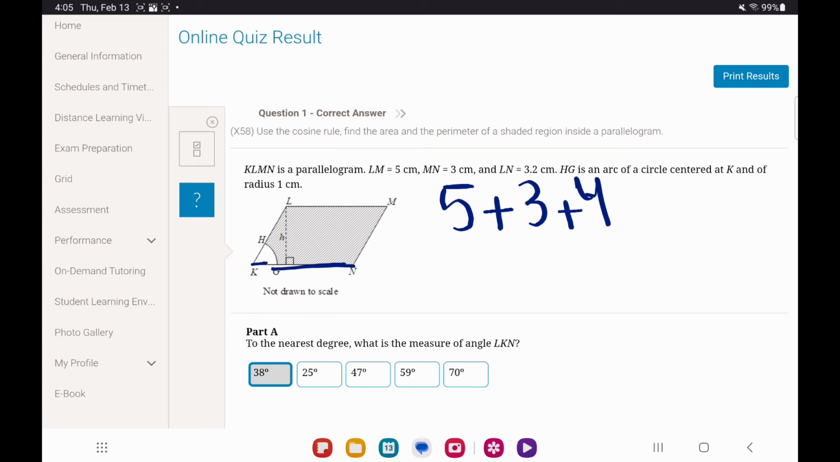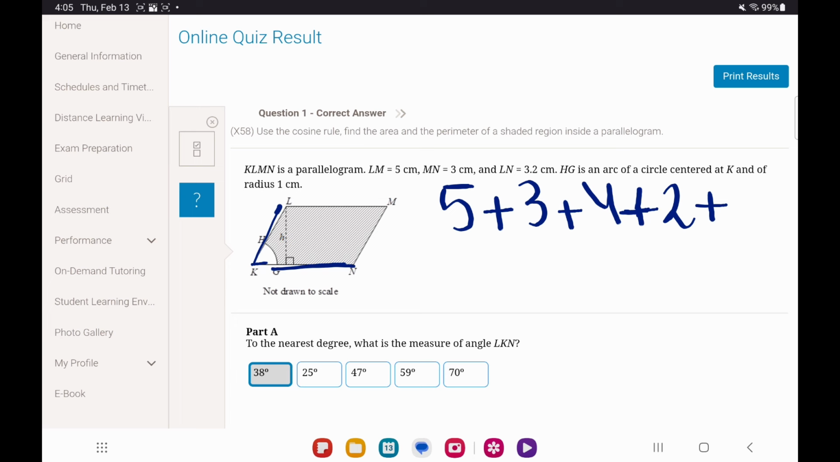And then let's just forget about this part here for a moment, because that's the most complicated. Plus 4, sorry, I erased that. And LH, okay? LH is also KL minus KH. KH is 1 because it's the radius, and KL because it's equal to MN is 3. So 3 minus 1 is 2, so plus 2. And then there's also one more thing we have to add. We have to add this part here.